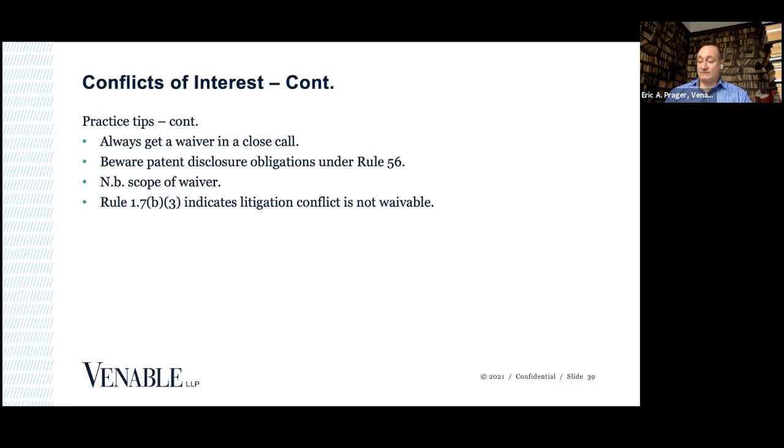Pay attention to the scope of the waiver. Again, it's an informed waiver, and if you're not informed, the waiver may not be effective. So you need to be cautious of client confidentiality, but you also want to make sure that the waiver you're getting is doing its job for you. And I mentioned when we were back at 1.7b that litigation conflicts are not waivable. I think folks remember that, but it's worth a mention as we're talking through it.